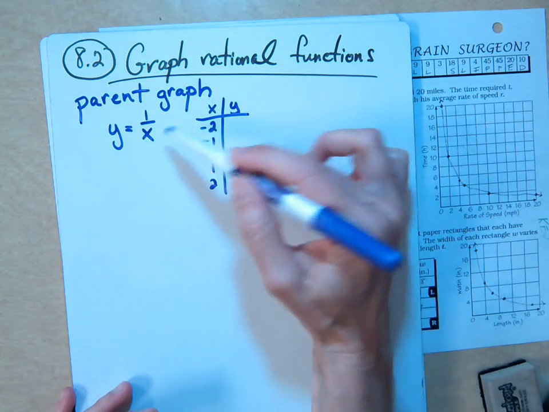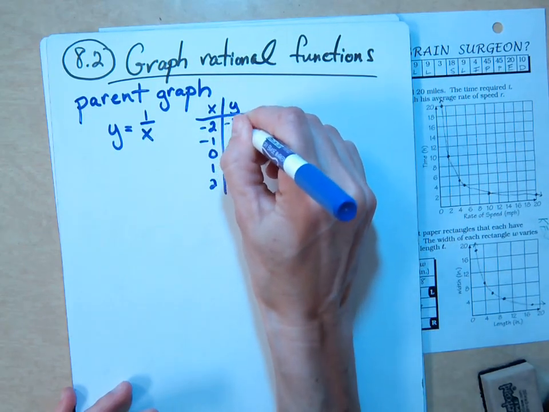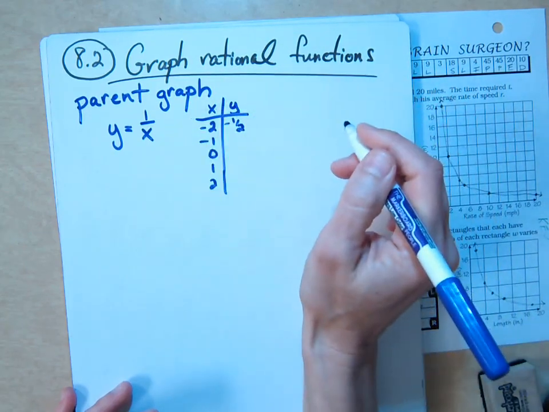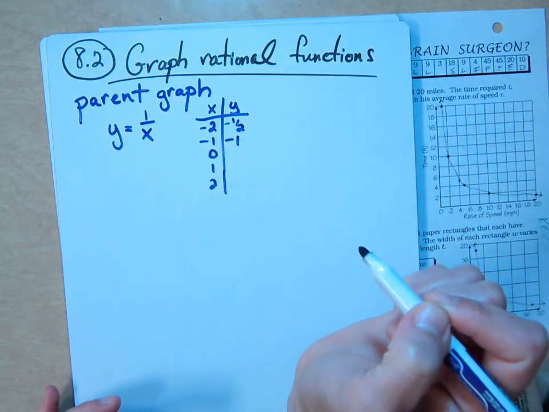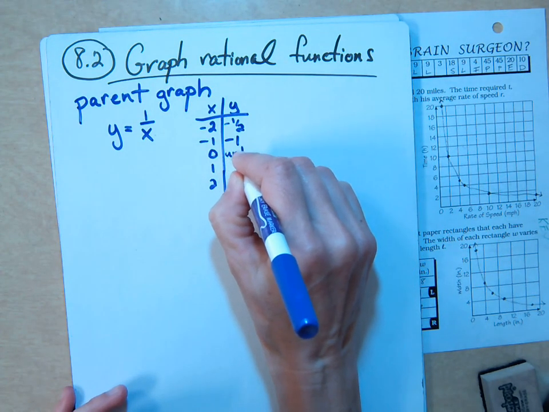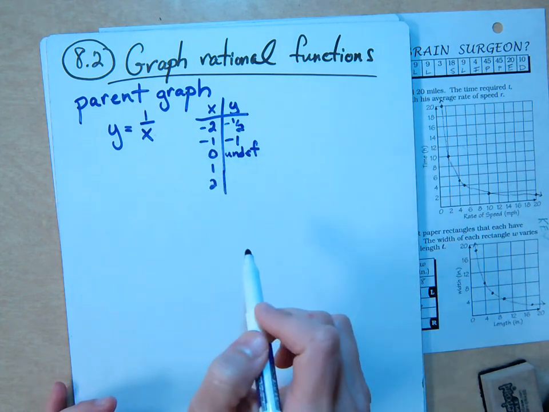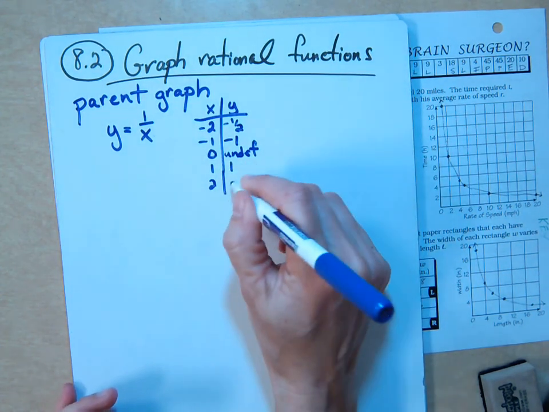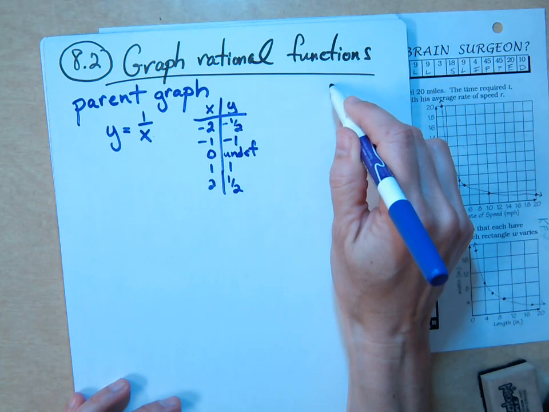So in our head, negative 2 in here gives us what? Good, negative 1/2. Negative 1 gives us negative 1. 0 gives us, this is a very important point here, it's undefined. You cannot divide by 0, so I'm going to write undefined. Can't do it. What does that look like on the graph? What about 1 and 2?